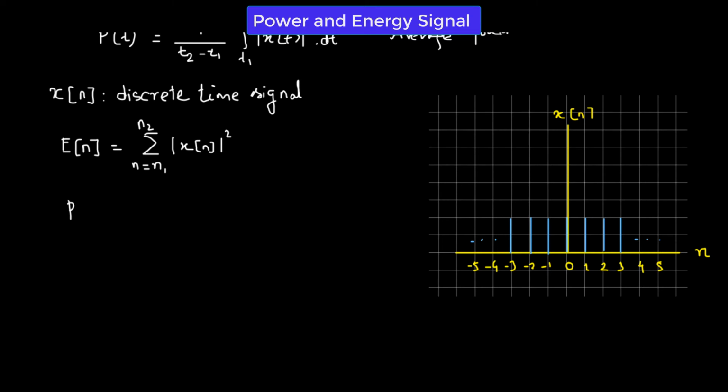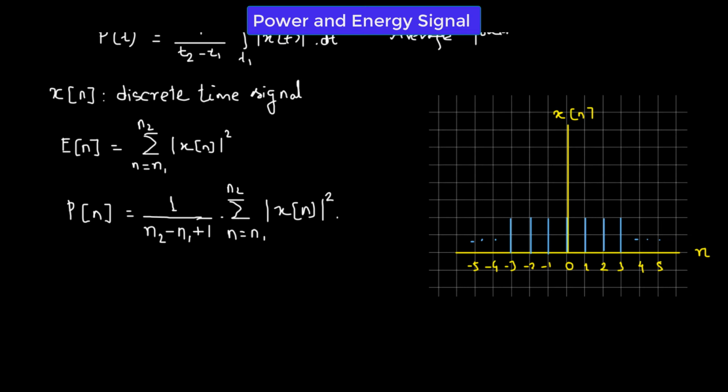And to find out the power of the signal, which will be the average power, that simply equals 1 over the time interval. So the time interval will be n2 minus n1. But here n2 and n1 are both included, so when we are subtracting n1 from it, we have to account for the fact that we are not counting n1, so we have to add 1 unit to it, multiplied by the summation n going from n1 to n2 of the absolute value of x of n squared. So this is the expression for the power of the discrete time signal x of n.